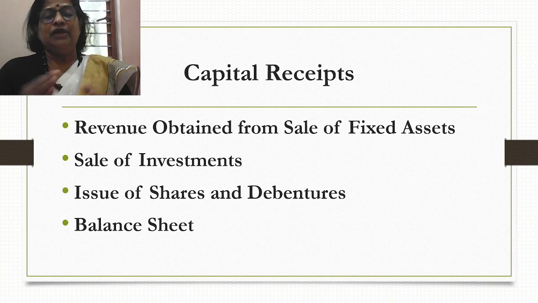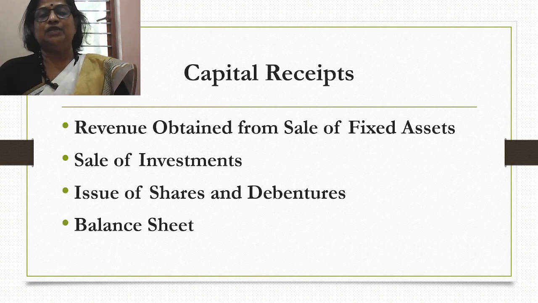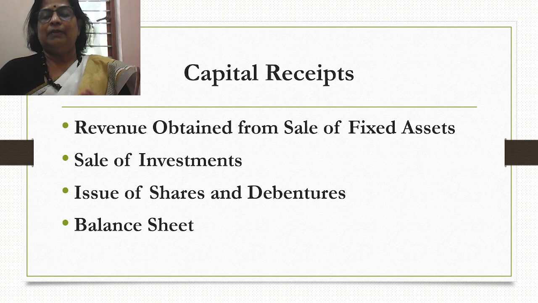Now, if we have to distinguish between capital expenditure and revenue expenditure, we have to distinguish between capital receipts and revenue receipts. So what is capital receipt? Capital receipt is revenue obtained from sale of fixed assets. When you're purchasing a fixed asset, it is a capital expenditure. When you're selling a fixed asset, it's a capital receipt.